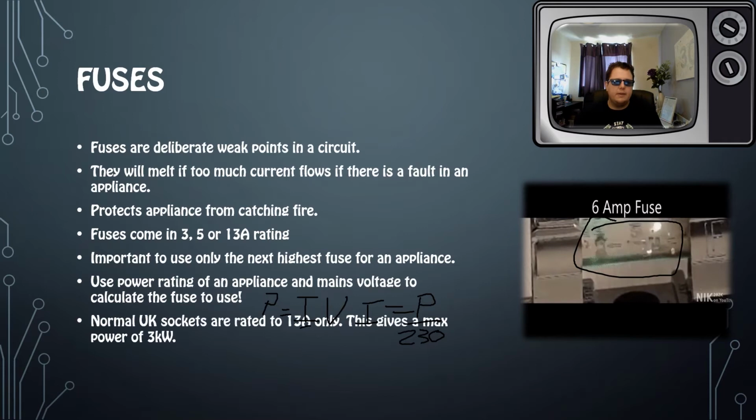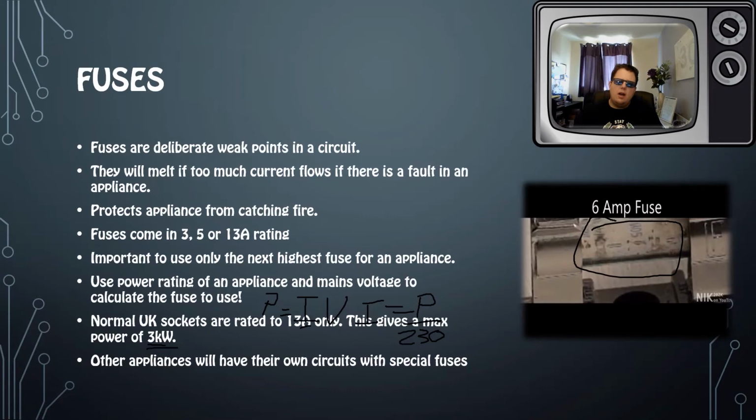Now, normal UK sockets are all rated to 13 amps. If you do this power calculation, that means that the total power any UK socket can supply is 3 kilowatts. This means that if you want something that's over 3 kilowatts, it's going to have to be on its own circuit with a higher circuit breaker.